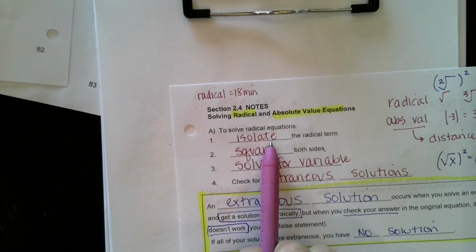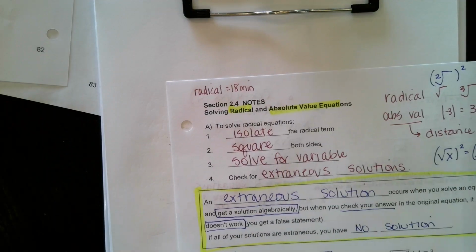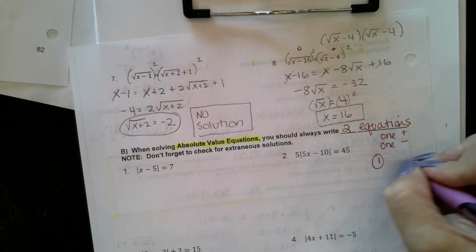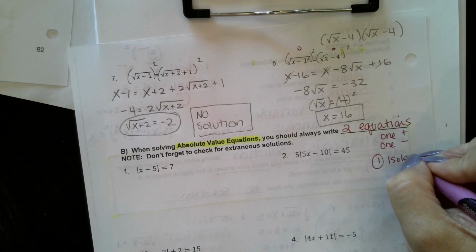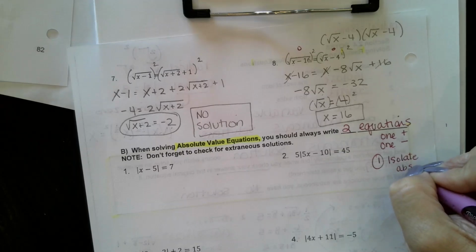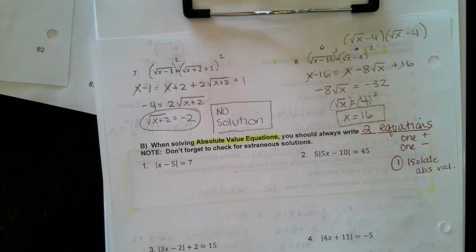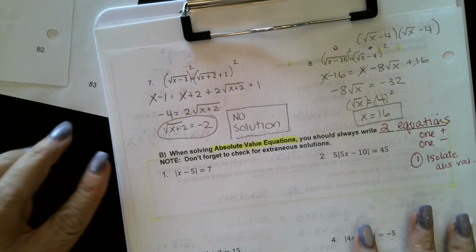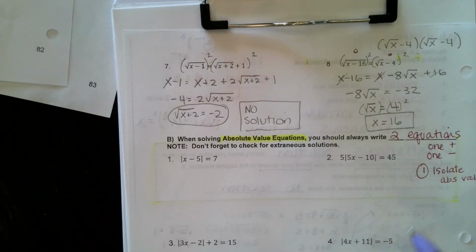I want to isolate the absolute value. That's going to be the very first thing. So there's no space over here, but number one is going to be isolate the absolute value function. Okay? So if I look at this one, this is isolated. So this one's good. It's all isolated. So now I'm going to write two equations, one positive, one negative.